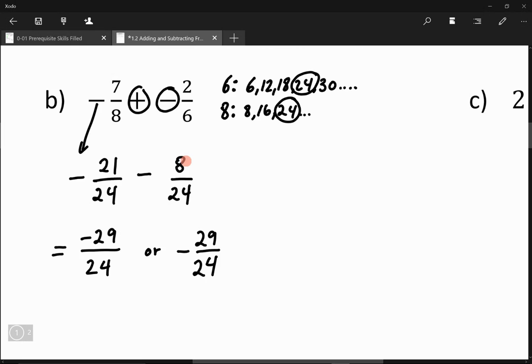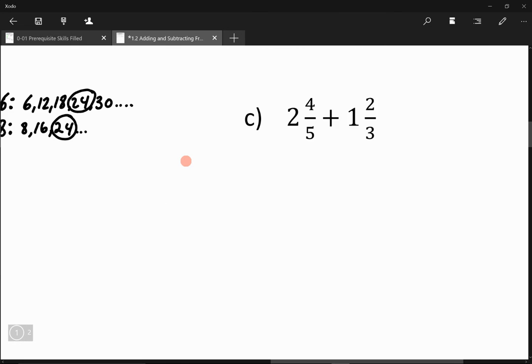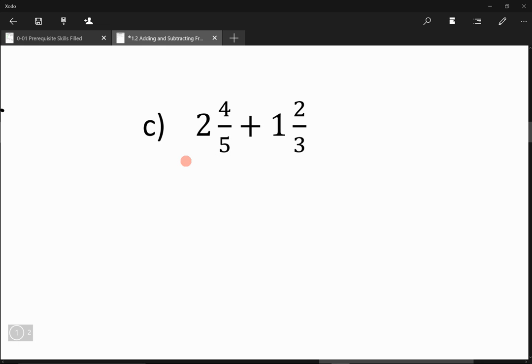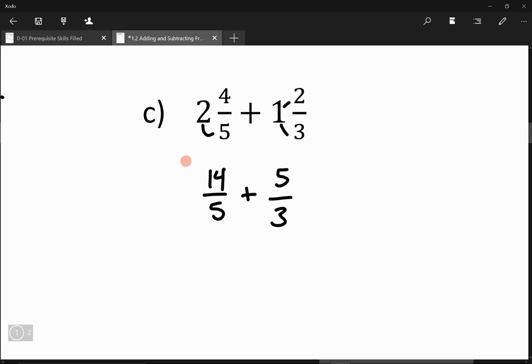Okay, so let's do part C, mixed numbers. What I'd like you to do is convert these mixed numbers into improper fractions. So 2 times 5 is 10, plus 4 is 14, over 5, plus 1 times 3 is 3, plus the numerator 2 is 5, over 3, and there are my improper fractions.